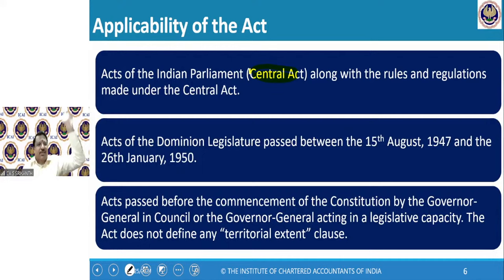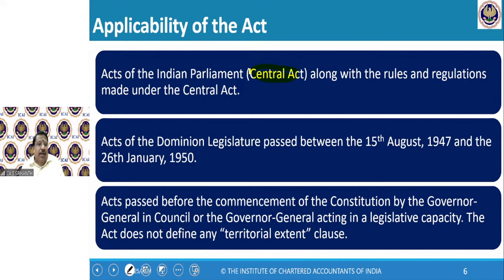And not that he gave the independence. It was inevitable that he should do it. And so we ceased to be a dominion on 15th August 1947. And we got our own constitution on 26th January 1950. So then acts passed before the commencement of the constitution by the Governor General in council, or the Governor General acting in the legislative capacity.